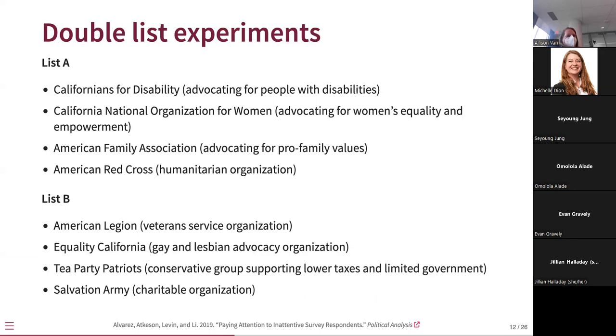So this is an example from a study that they did in California. And we have now two lists. There's list A and list B. And everyone sees both lists. So we have list A, list B, and these are different organizations, and they're asking people how many of these organizations you support. Again, don't tell me which ones, just tell me how many. I'm going to take a second for people to read the organizations.